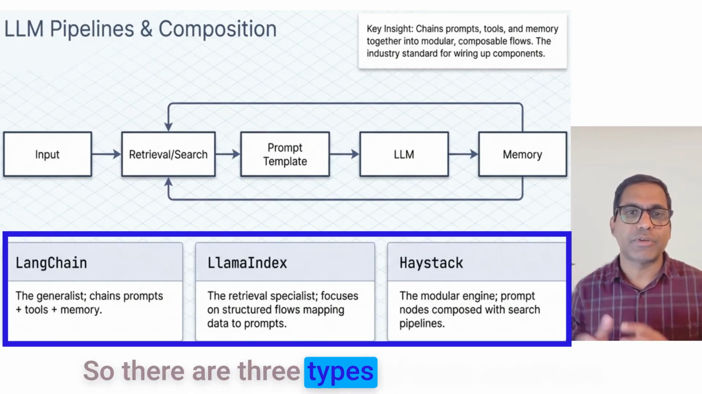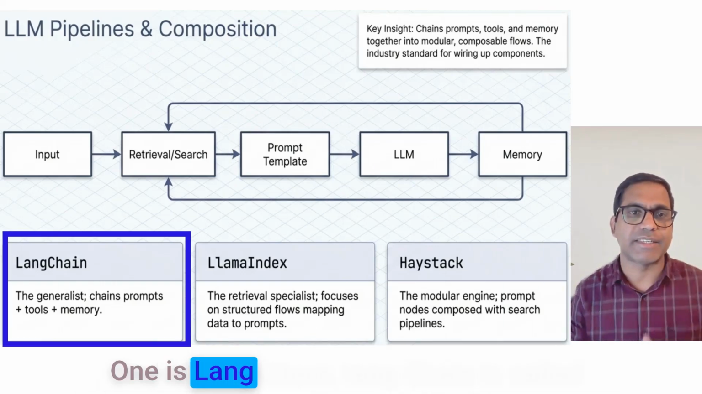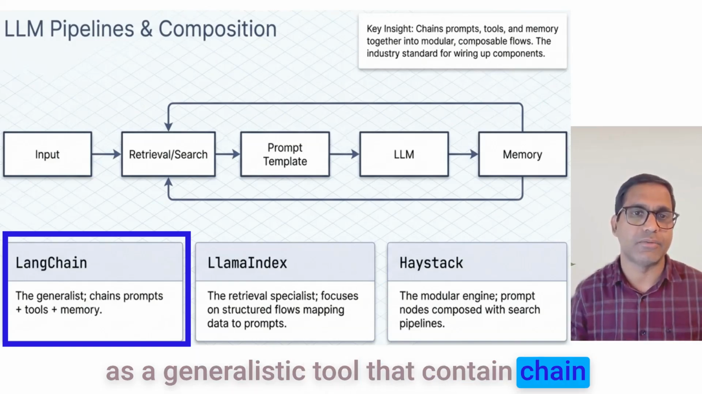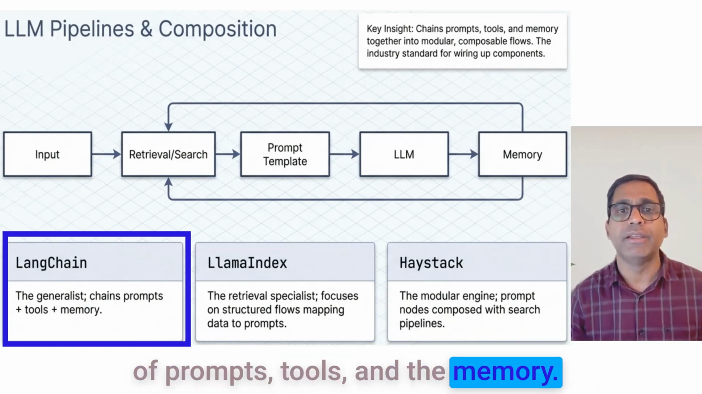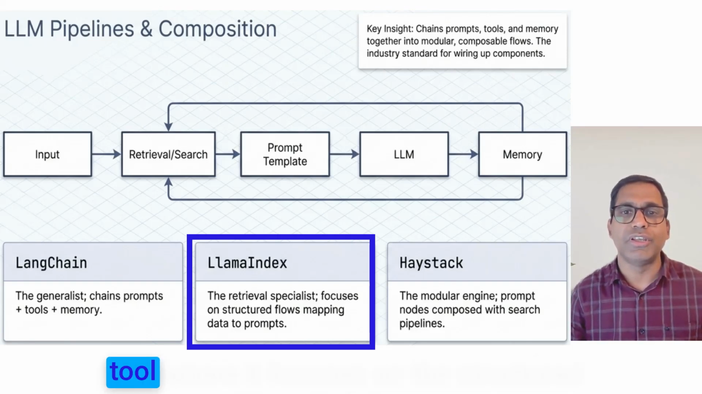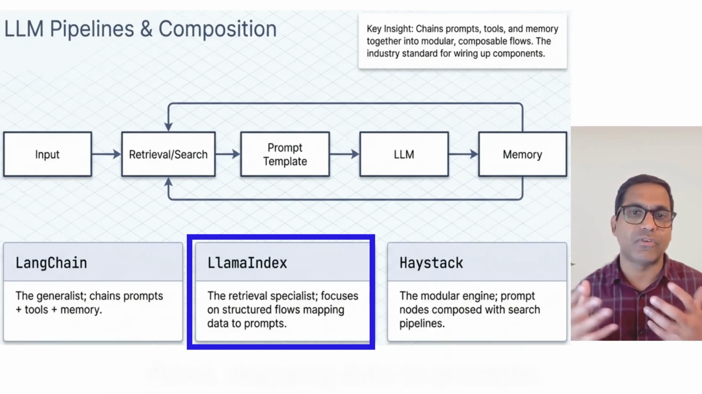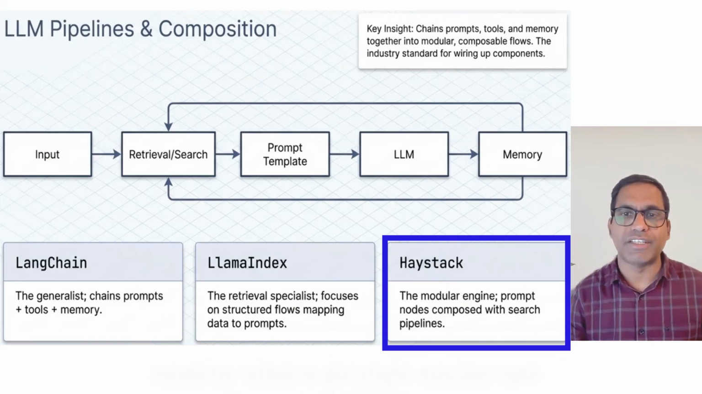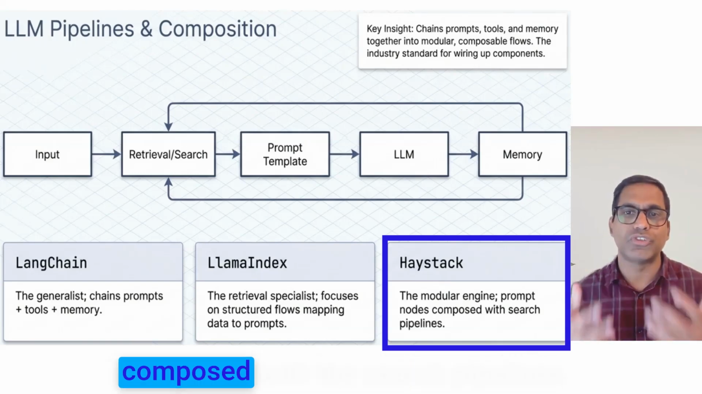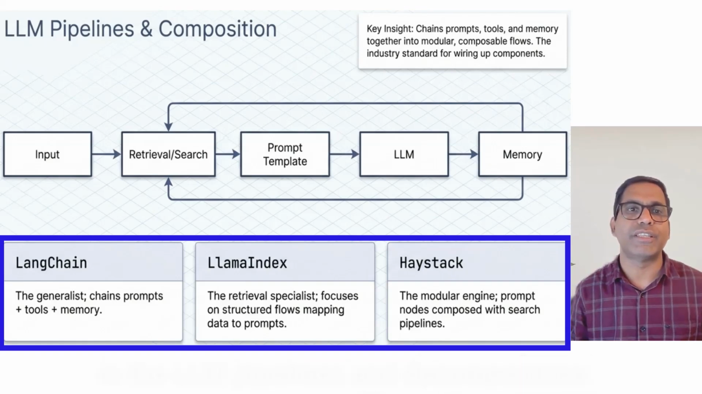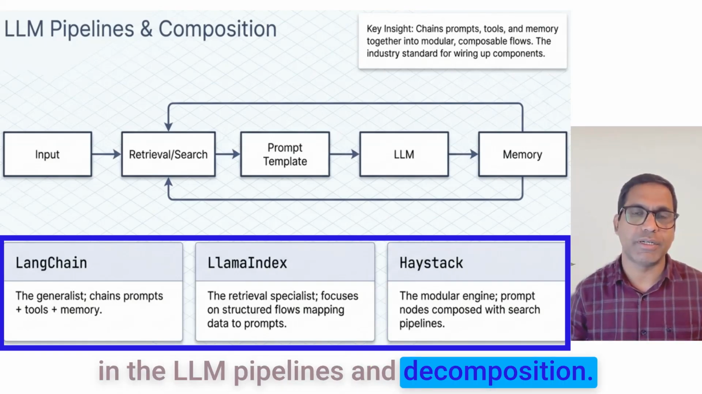So there are three types of tools used here. One is LangChain. LangChain is called a generalist tool that contains chains of prompts, tools, and memory. And LlamaIndex is typically a specialist kind of tool that focuses on structured flows mapping data to prompts. And Haystack is called a modular engine where prompt nodes are composed with search pipelines. These are the three types of tools used in the LLM pipelines and decomposition.